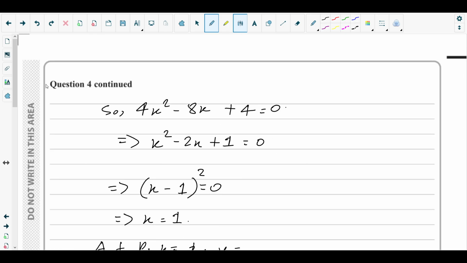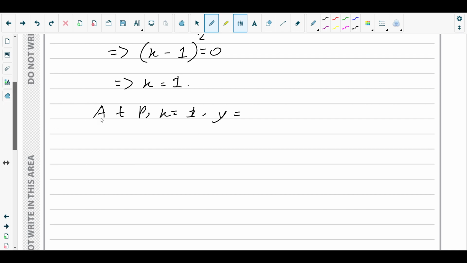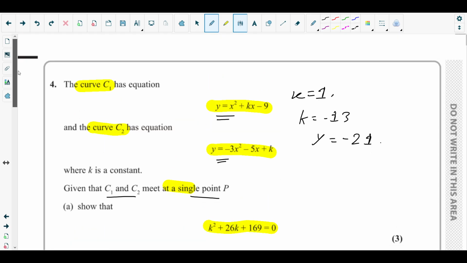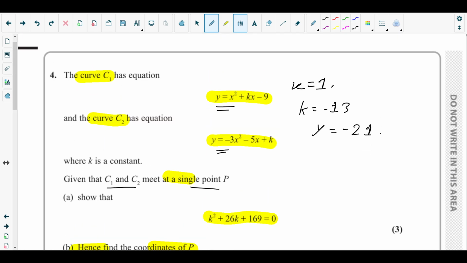So we can put it in any of the equations. So we'll get negative 21, right? So point P has coordinates 1 and negative 21. And that's all about the fourth question from May 2024 P1 paper. That's it.